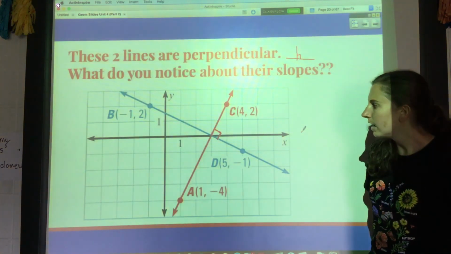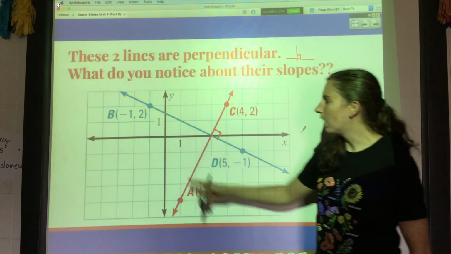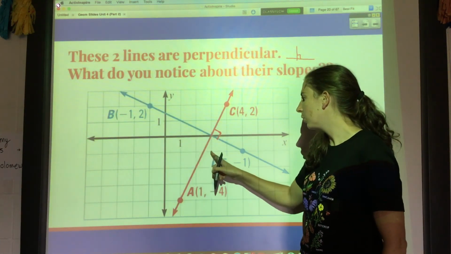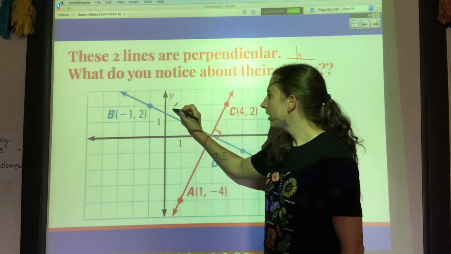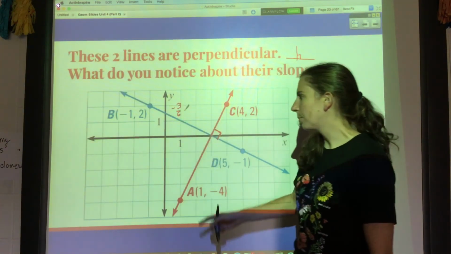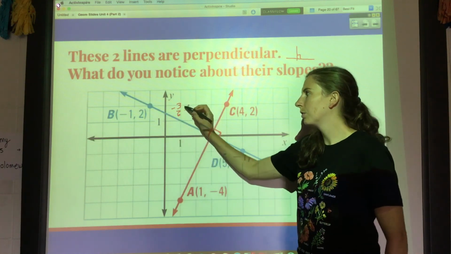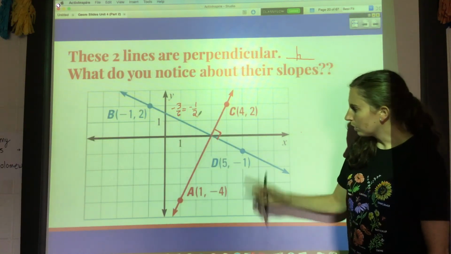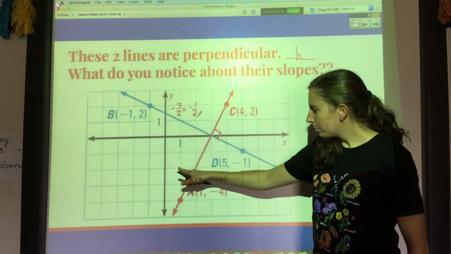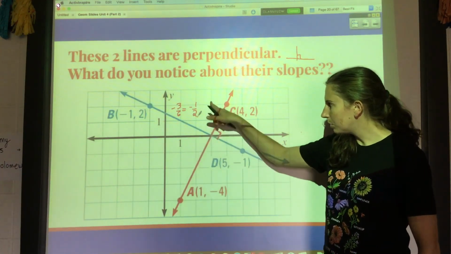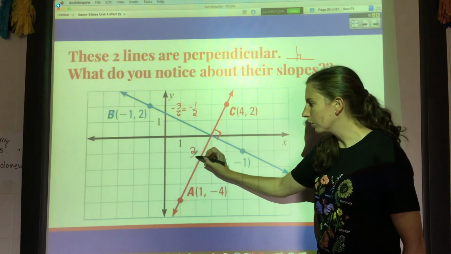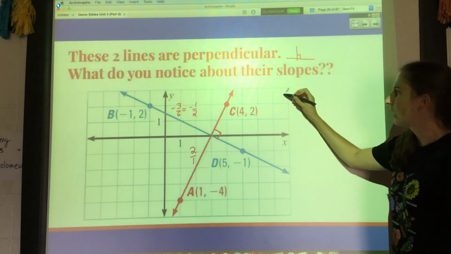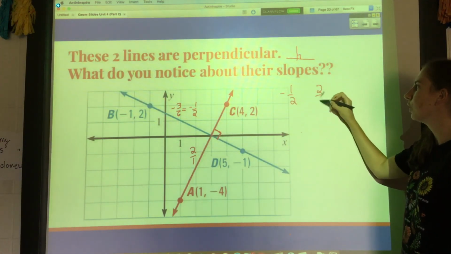So hopefully you've tried it. This blue one has a slope of negative 1, 2, 3 over 1, 2, 3, 4, 5, 6, negative 3 over 6, or you may have noticed down 1 over 2, it simplifies to negative 1/2. This red one has a slope of up 2 over 1, up 2 over 1, up 2 over 1, so 2 over 1, or 2. What do you notice about these two slopes? We've got negative 1/2 and 2 over 1.